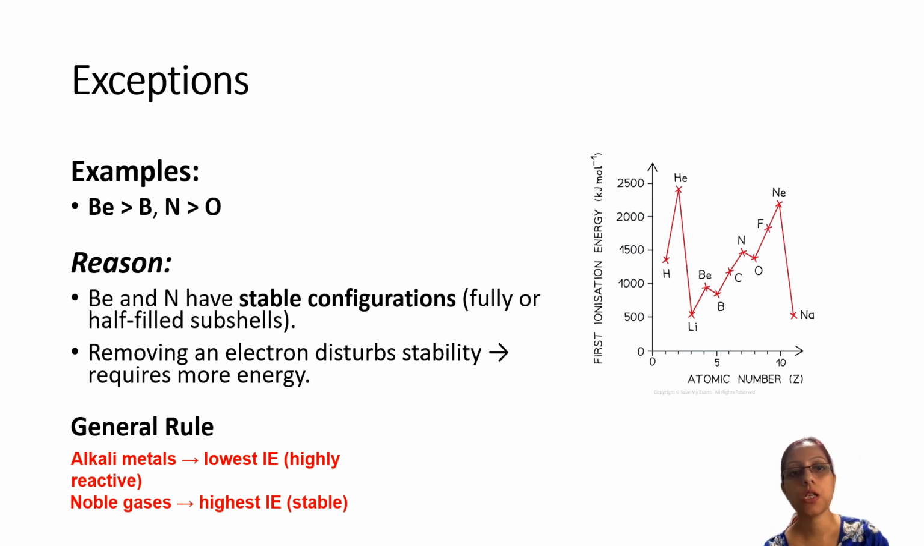Now the second exception occurs between nitrogen and oxygen. Nitrogen has a half-filled 2p3 configuration, which is extra stable due to symmetrical distribution of electrons. Oxygen, on the other hand, has 2p4, with one paired electron that causes repulsion between electrons in the same orbital. This repulsion makes it slightly easier to remove an electron, so oxygen's ionization energy is lower than nitrogen's.